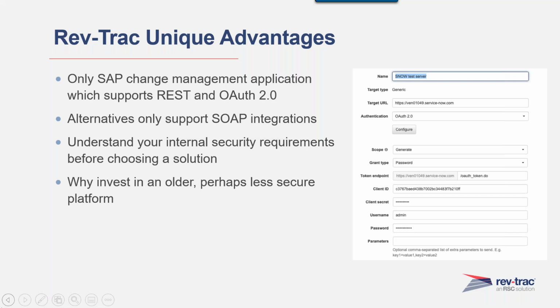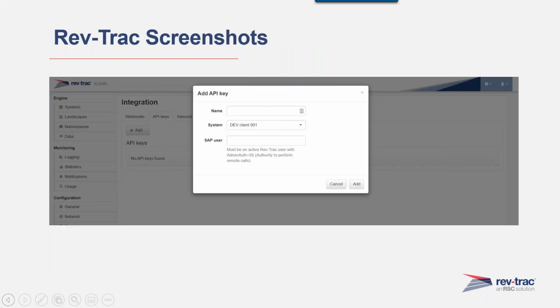Again, security is a very high priority these days. You need to take a look and understand your internal security requirements for these projects before you move ahead with some type of solution, so you don't get stopped perhaps mid-project by that security team. And just in general, if REST API is the way the market's going, OAuth 2 is the best way to secure those REST APIs. You'd have to wonder why invest in perhaps an older, less secure platform when there are alternatives out there like Revtrack and the support that we've built into our total solution.